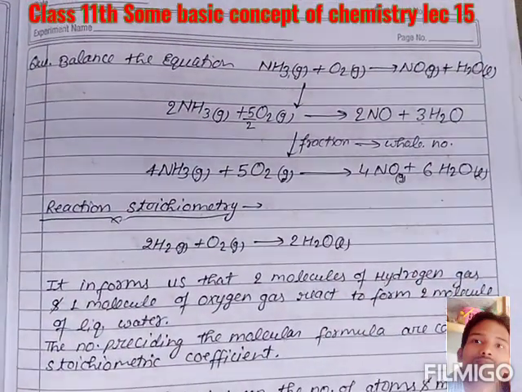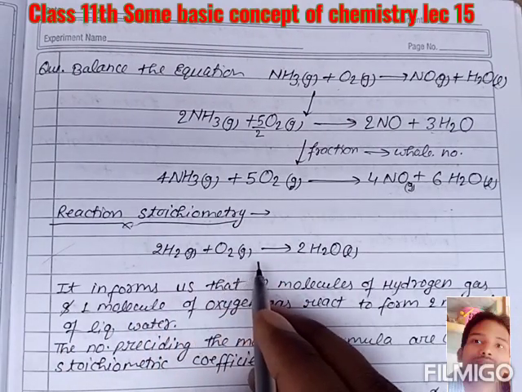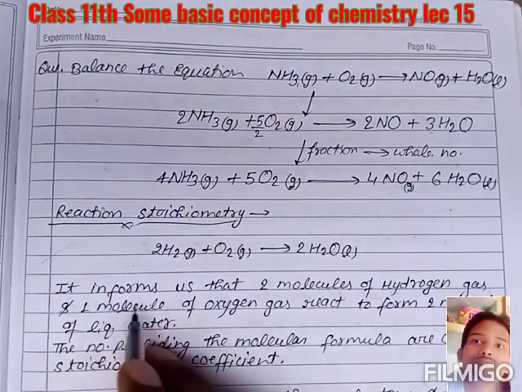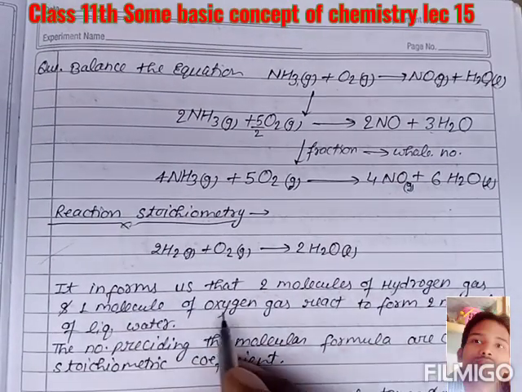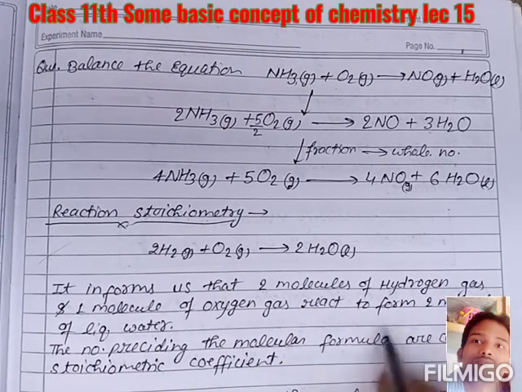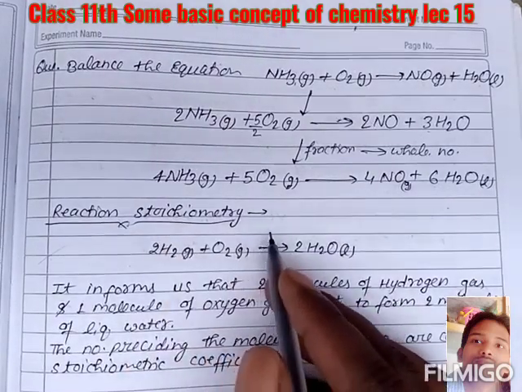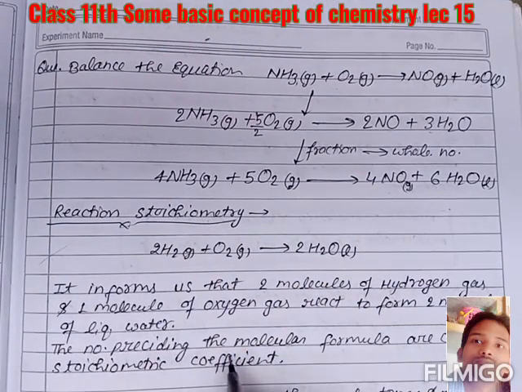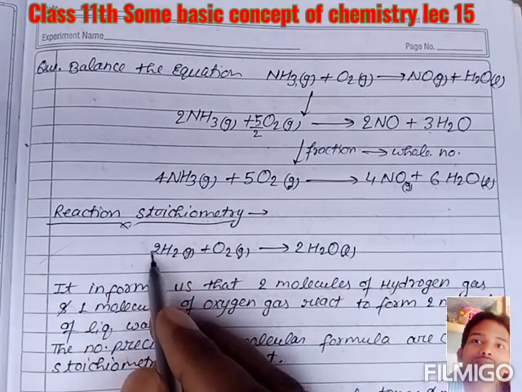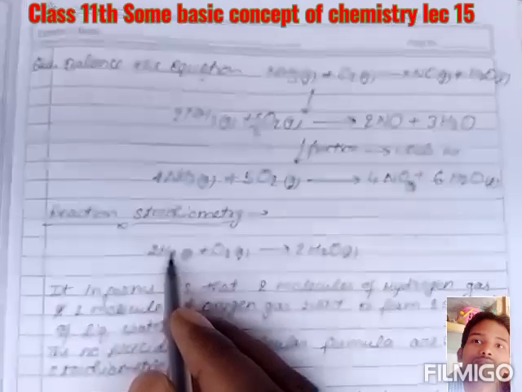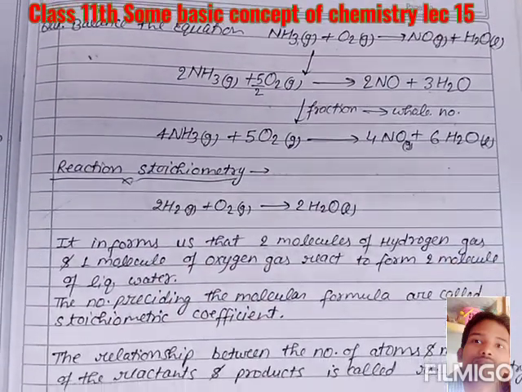Okay, and now reaction stoichiometry. 2 H2 plus O2 gas gives 2 H2O liquid. It informs us that 2 molecules of hydrogen gas and 1 molecule of oxygen gas react to form 2 molecules of liquid water. These stoichiometric coefficients tell about the reaction stoichiometry. The numbers preceding the molecular formulas are called stoichiometric coefficients. I have already told about these.